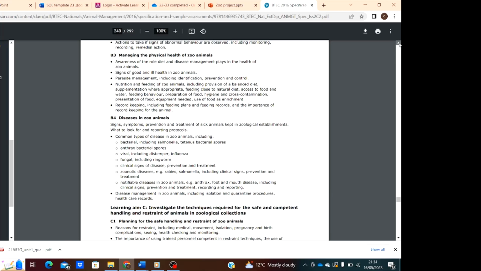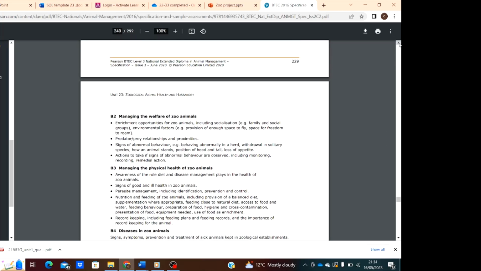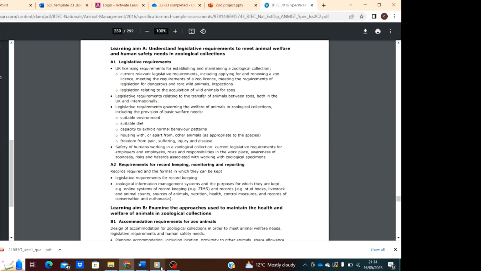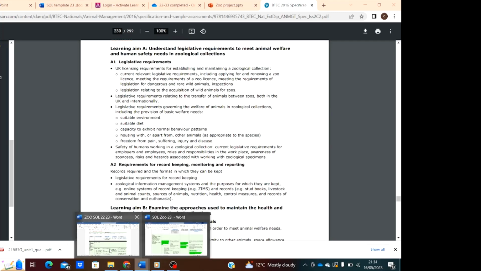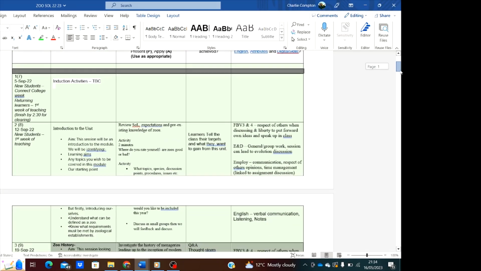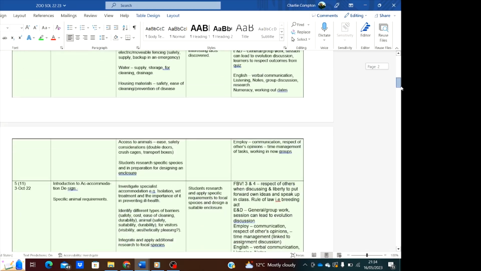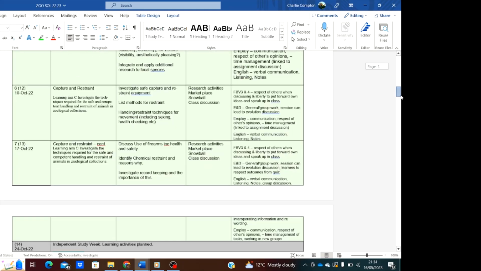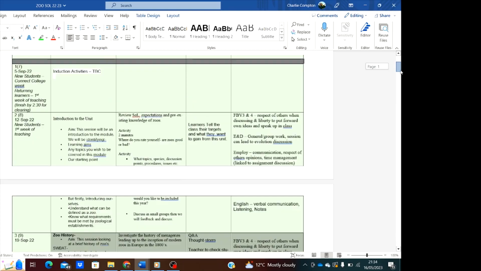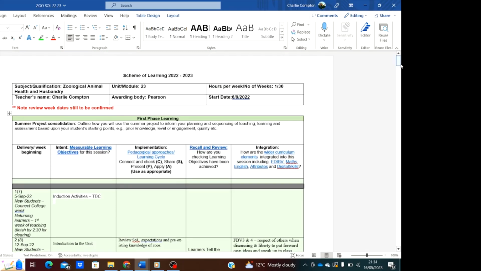So with that in mind, the scheme of learning is a little bit higgledy-piggledy. It doesn't follow those learning aims nice and smoothly, and I found that towards the end of my teaching I would have definitely structured it differently, because it didn't relate nicely to those assignments that we were doing at the time. So that is last year's.